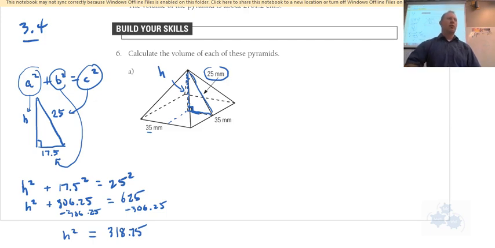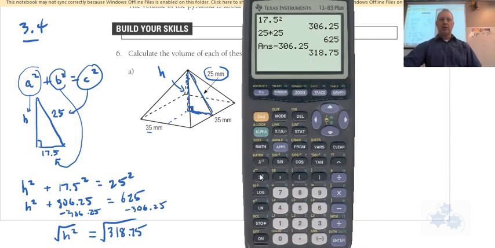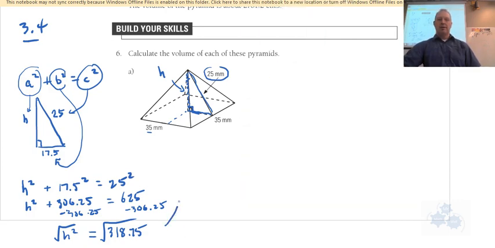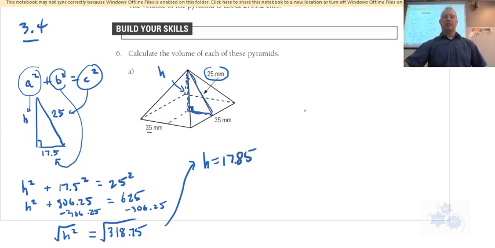And how do I get h by itself here? What's my final step? You square root it. That's right. So square root both sides. And we can do that pretty quick on our calculator. You don't even have to retype that in. You just use an answer key there, whatever your answer button is. You should have an answer button. And it'll just copy that right in. So 17.85. Okay, so h is 17.85. Now, we're not done yet, but that's an important piece in solving this question.